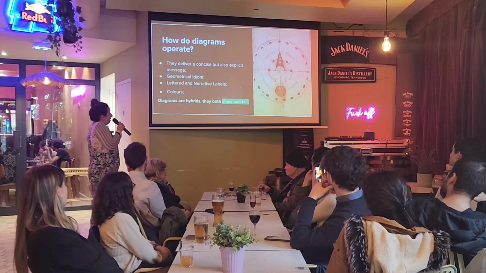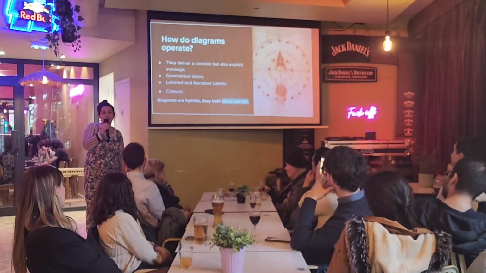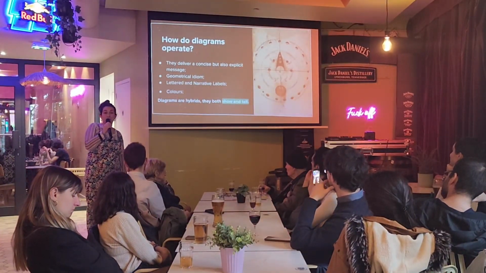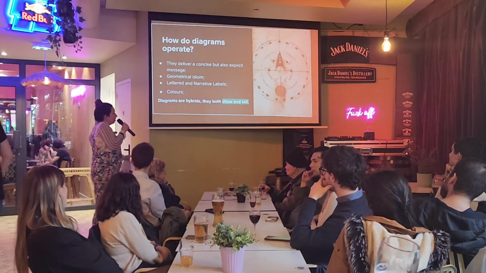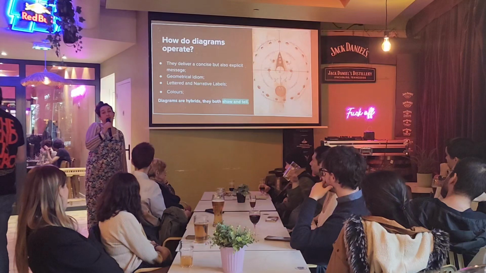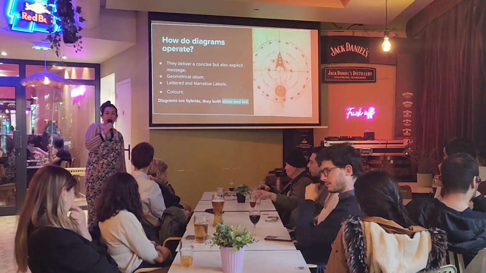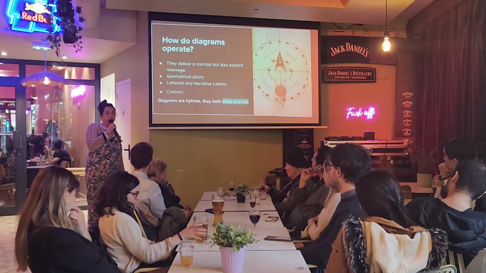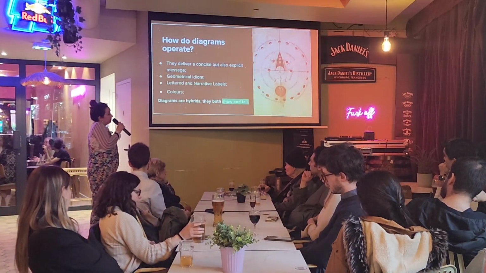And finally, I would like to propose an answer to the question I started with about diagrams and how they operate, and what's the difference between showing and telling. So in my opinion, diagrams are hybrids. They both show and tell because they combine image with labeling, with text. They relate to the text next to them, sometimes very strongly, sometimes more loosely. So in this sense, they do both.